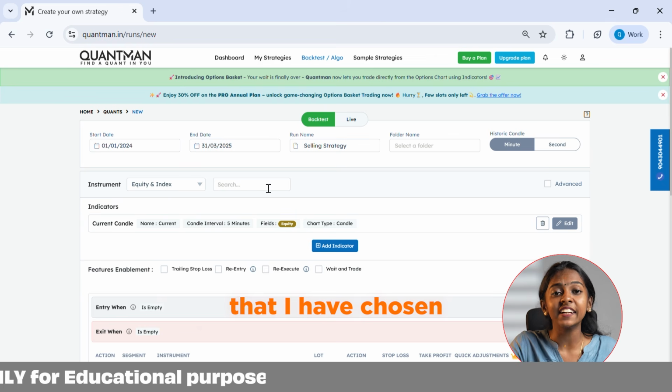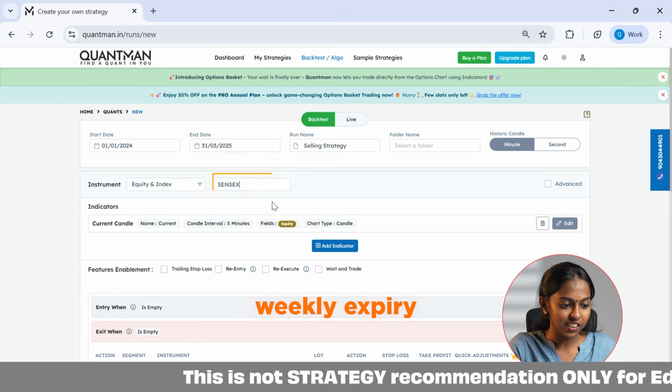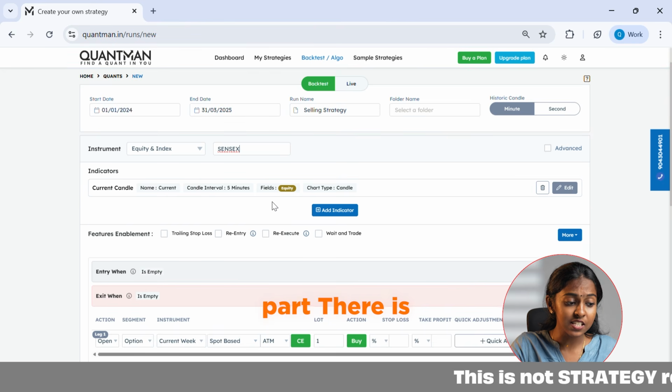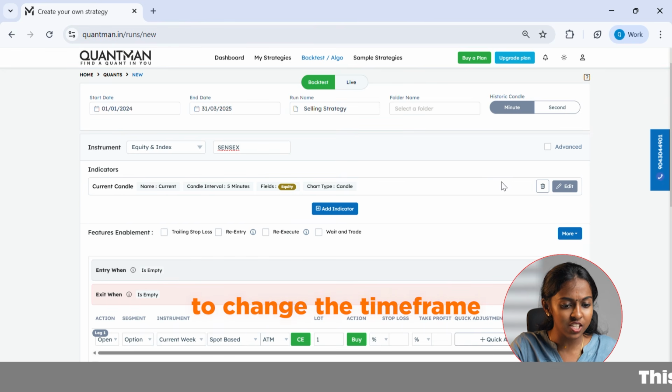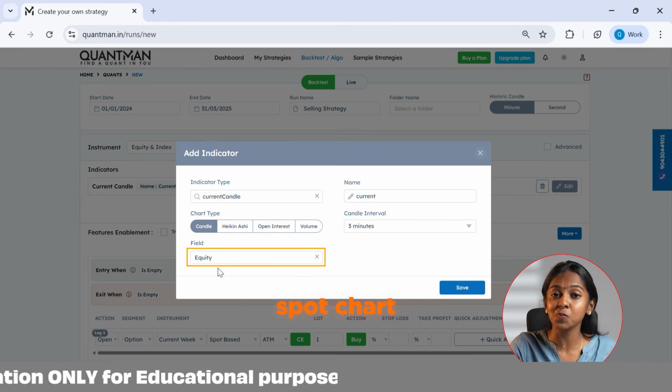The instrument that I have chosen here is Sensex, as it has the weekly expiry. In the indicators part, there is the current candle, where I am going to change the time frame to a 3 minutes chart. So this current candle will be mapped to the equity chart, which means the spot chart.